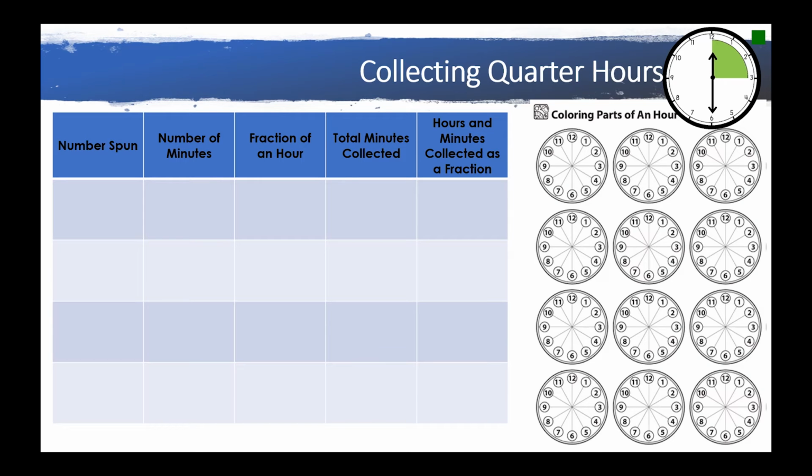This time we're going to be collecting quarter hours. So we'll do the activity the same way by spinning a number and filling in our analog clocks and our chart, but this time we're collecting only quarter hours, or 15-minute chunks at a time.